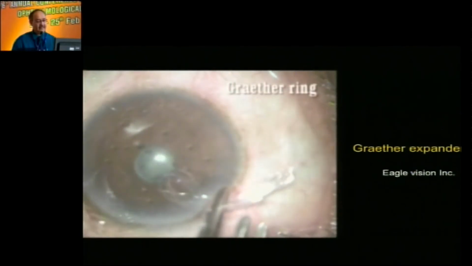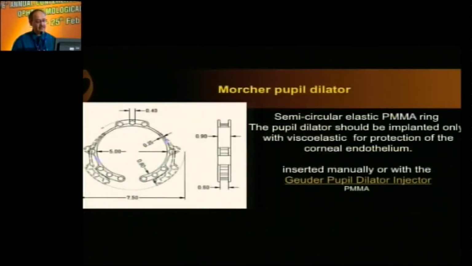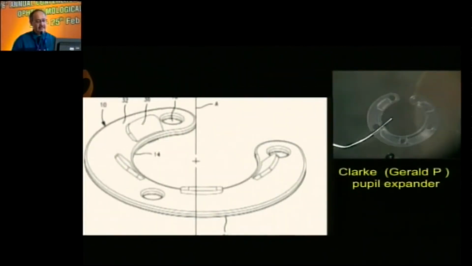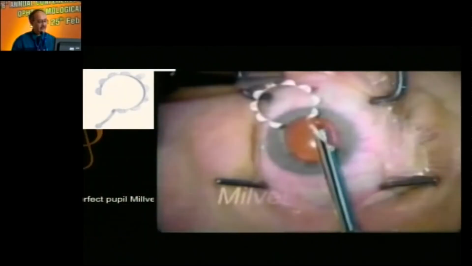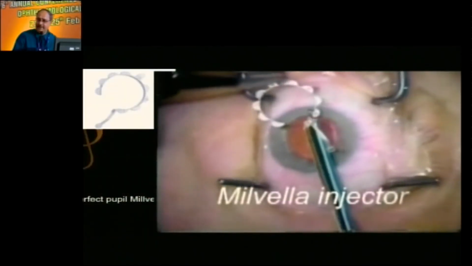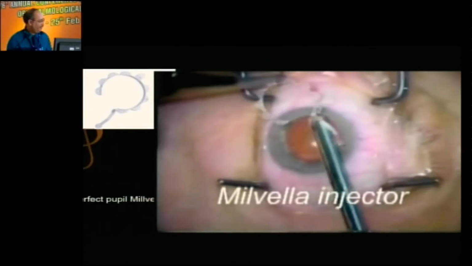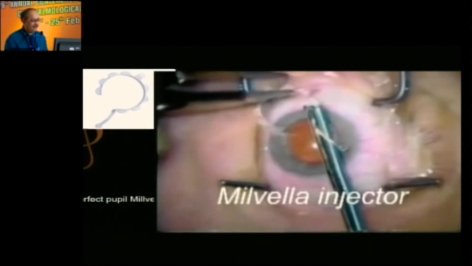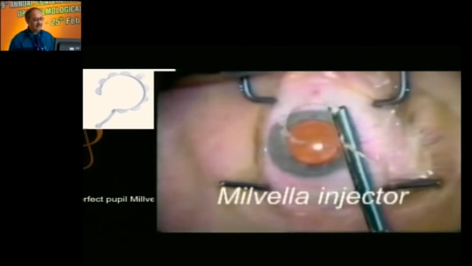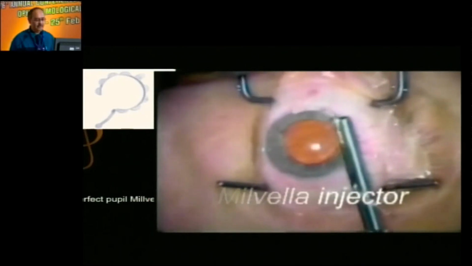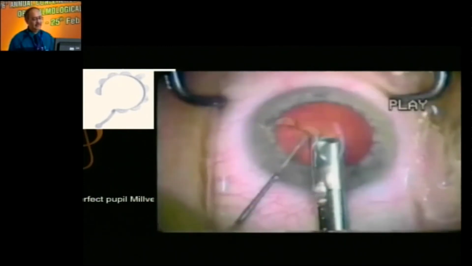And there are so many other expanders. This is Gieser ring. I'll just mention them. Morse's pupillary dilator, Clark expander, pupil expansion ring, Milvella injector. This is good. I think we must see this before I finish. The plunger is used to engage the proximal. It's a really interesting video, and this will pull the ring back into the shaft.